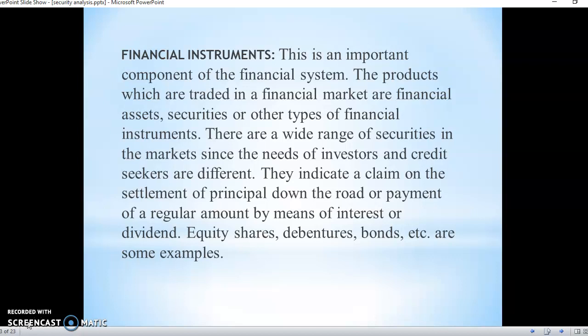In the next class, in the conclusion part, we will be discussing the financial services and an overview of what we have studied on the components.